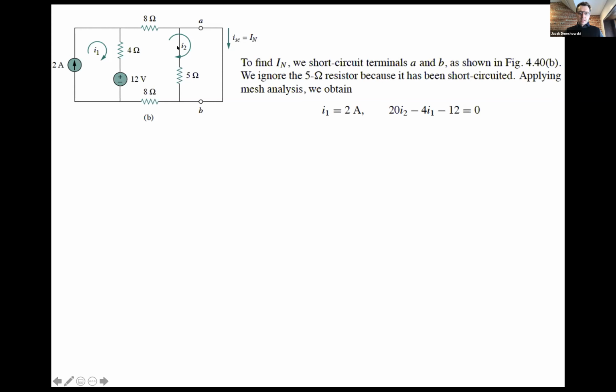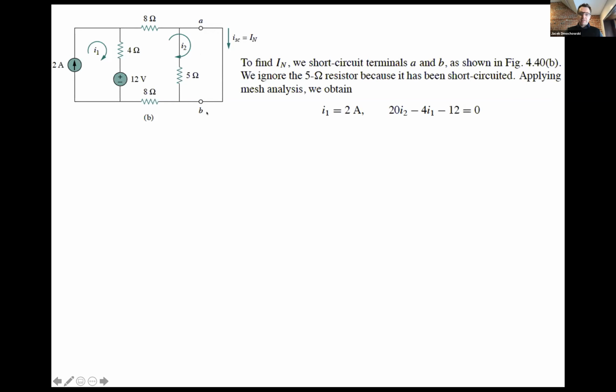So namely, this 5 ohm resistor does not come into play anymore because it's in parallel with a short, right? This 5 ohm resistor is connecting A and B, but A and B are connected by a 0 impedance connection. And so this branch will not draw any current. The current will bypass the 5 ohm resistor and go directly from A to B.